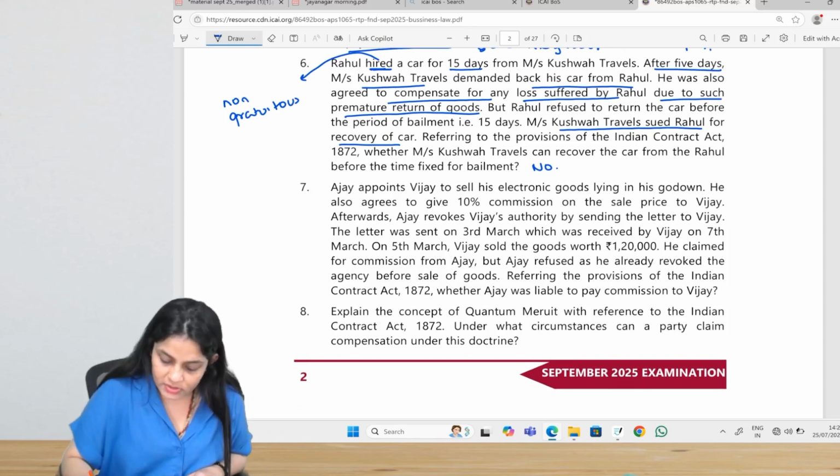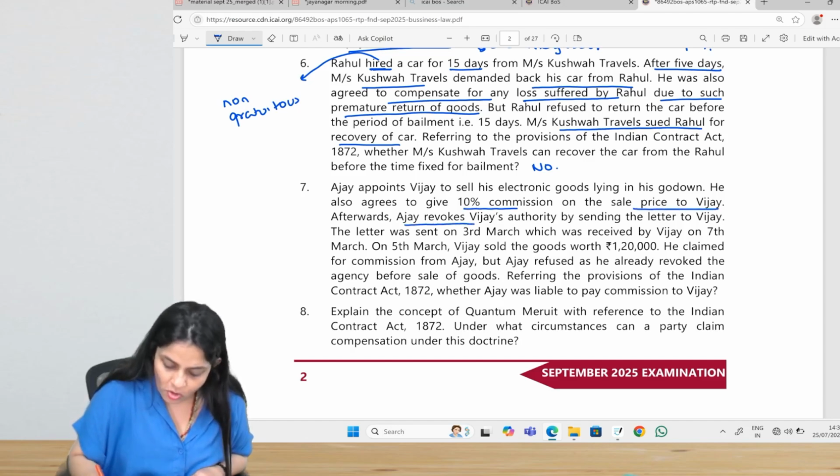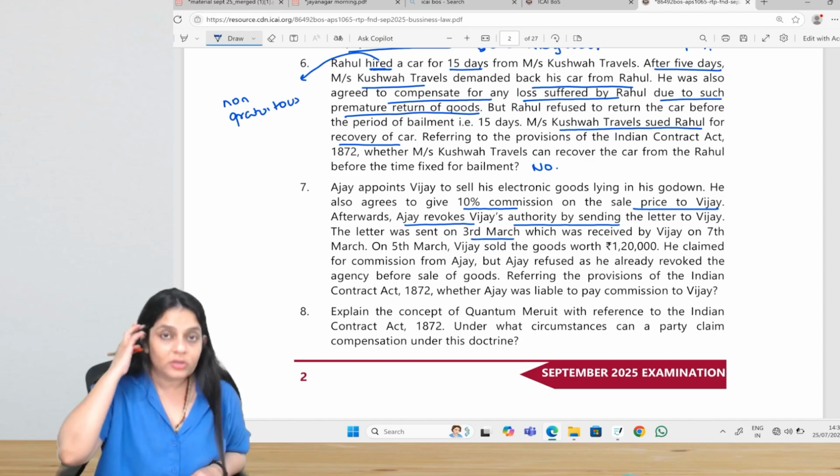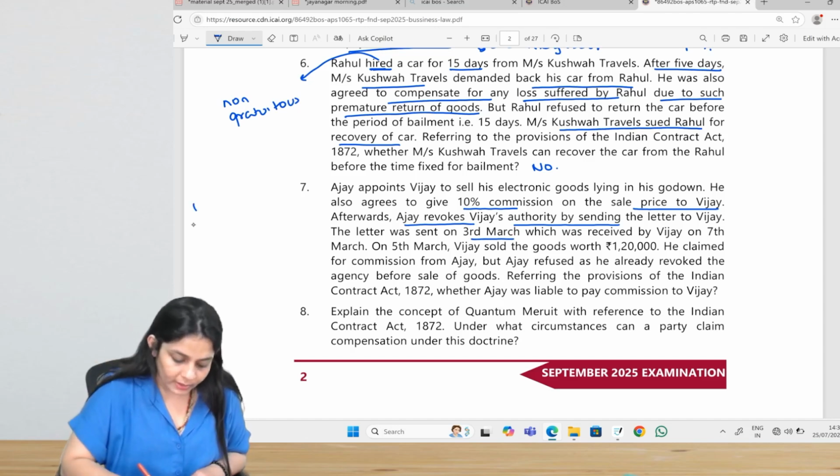Ajay appoints Vijay to sell his electronic goods lying in his godown. He also agrees to give 10% commission on the sale price to Vijay. Afterwards, Ajay revokes Vijay's authority by sending a letter to Vijay. The letter was sent on 3rd March, which was received by Vijay on the 7th March. Okay. Letter was dispatched on the 3rd but received on the 7th.